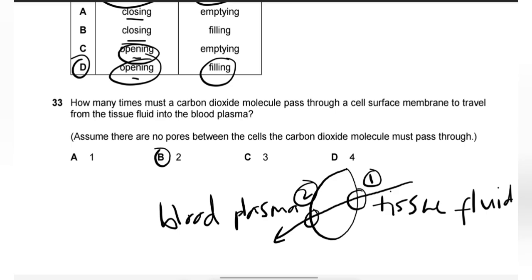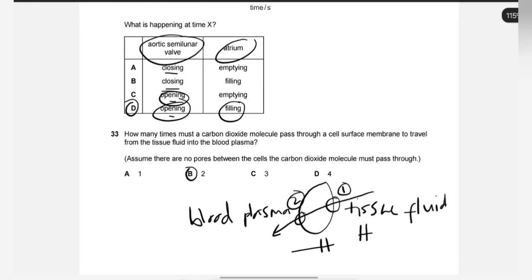Unless of course they had asked how many times the carbon dioxide molecule must pass through layers of a cell membrane. We know the membrane is sort of like a double layer, like this, so then it would be 1, 2, 3, 4. But when it asks how many times the carbon dioxide molecule passes through a cell surface membrane, it's 1 and 2.